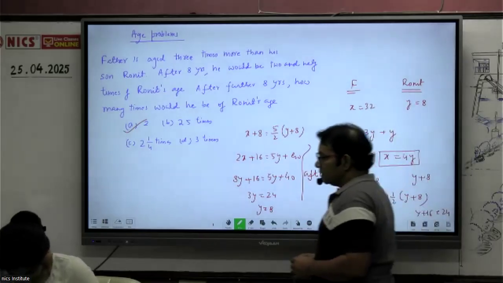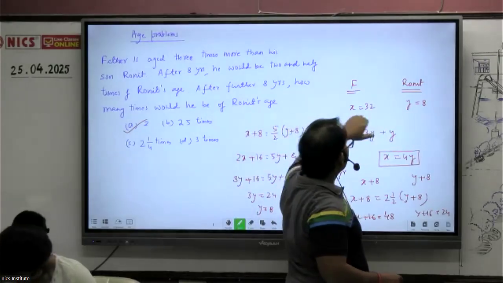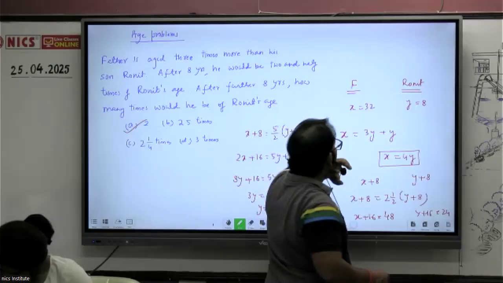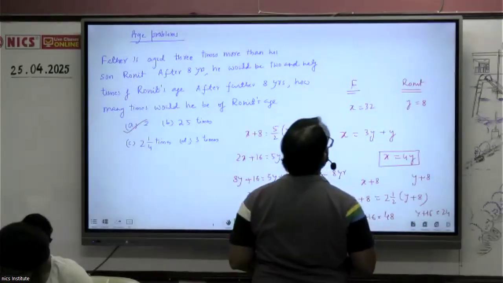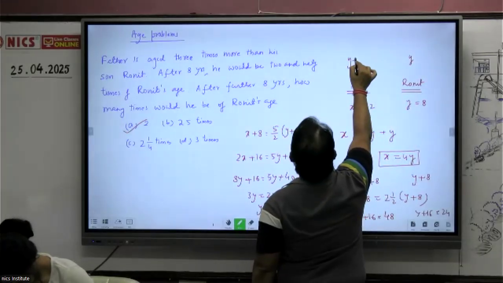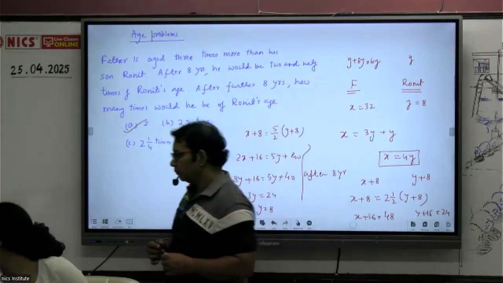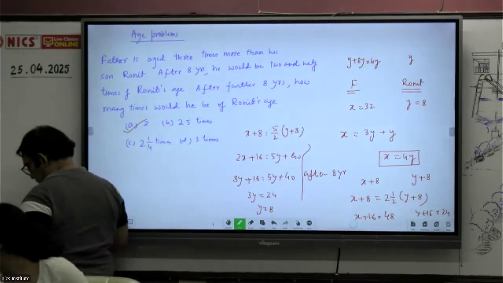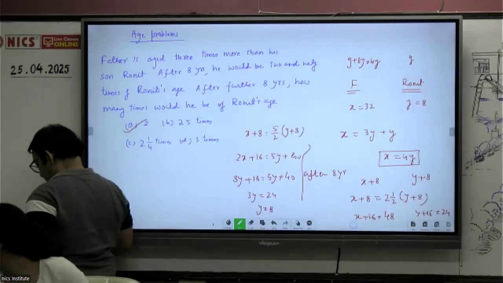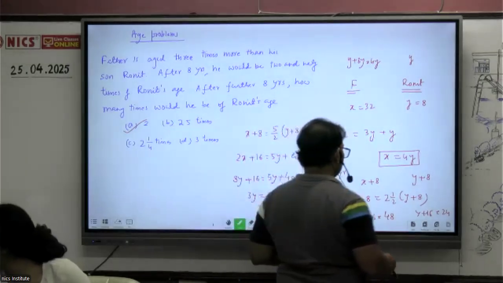So when the father is x, son, you can take it like this also, Ronit. Son is y, the father would be 4y. You can use one variable also. If Ronit is y, father would be y plus 3 times y, using one variable, right? Next.